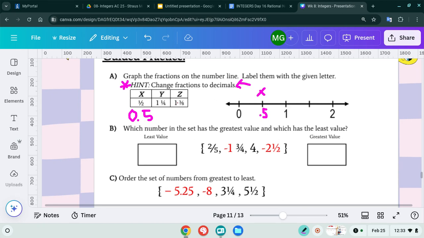And then we have 1 and 1/4. So again, if I see 1 and 2, half of that is 1 and 1/2, so we cut that again. And that's where we get our 1 and 1/4, so we're going to label that Y. And then next we have 1 and 3/8.